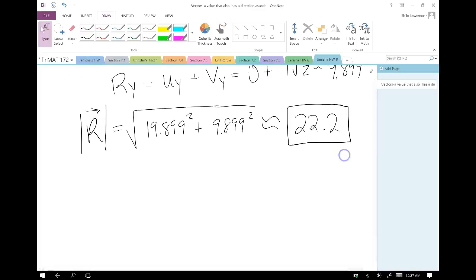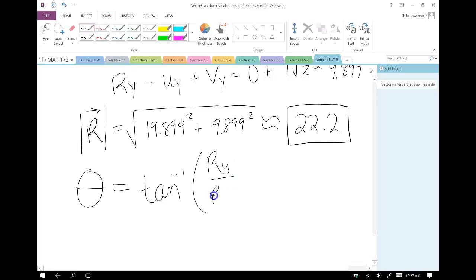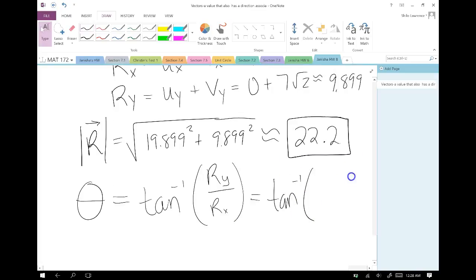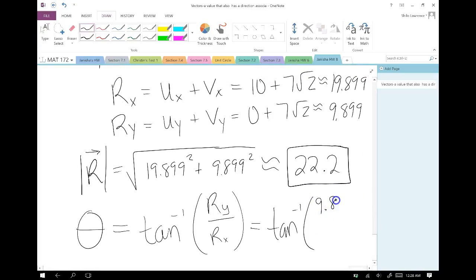The next thing that they're going to ask is the angle. And for that formula, since we know our components, which are our 2 legs, which are our opposite and our adjacent sides of our triangle, we're going to do tan. And since we're solving for the angle, we actually do inverse trig. So we're going to do inverse tan of the opposite, which is the y, over the adjacent, which is the x. So we're going to do tan inverse of the y over the x.